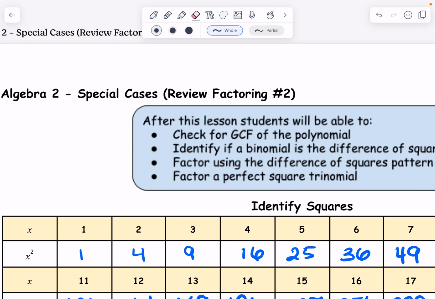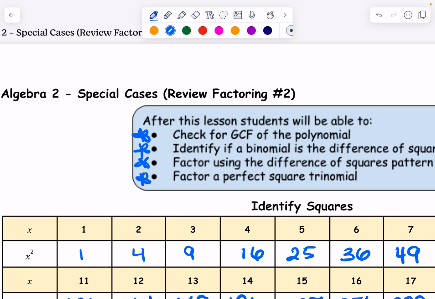So today we're going to be talking about special review. This is factoring practice number 2. Some things that we are going to be able to do, of course, always check for greatest common factor of a polynomial. Identify a binomial as a difference of squares, factor using the difference of squares pattern, and factor a perfect square trinomial. So those are the things we're going to do.